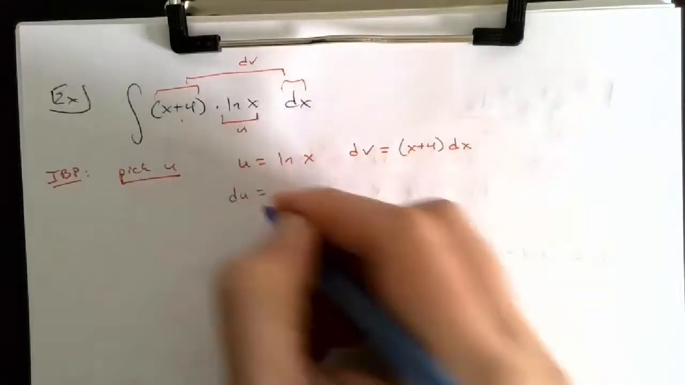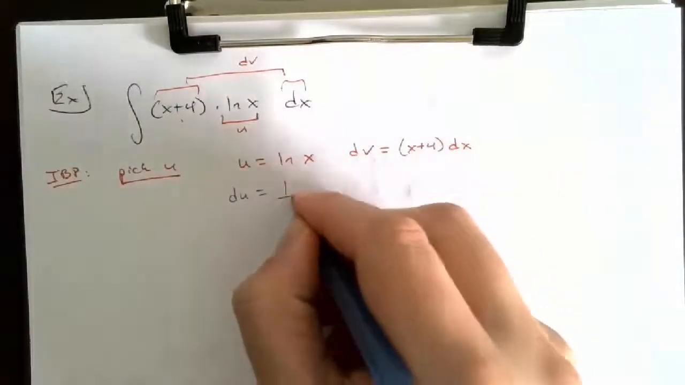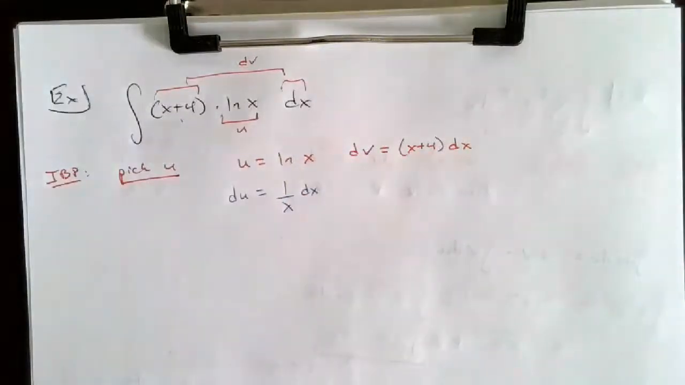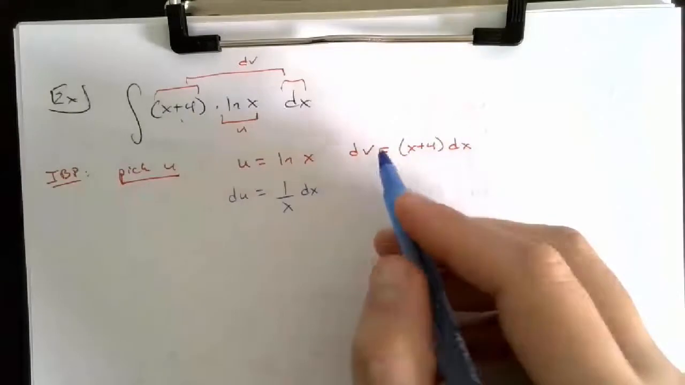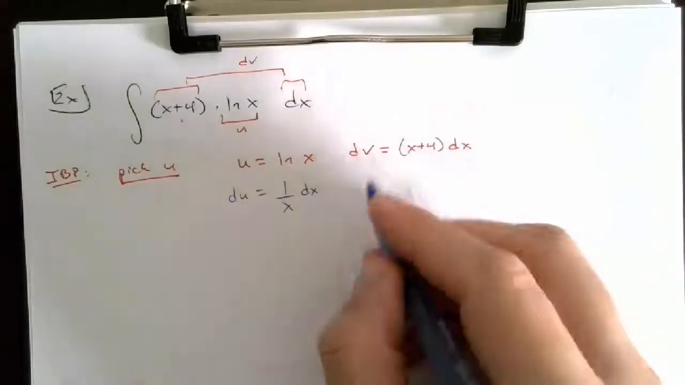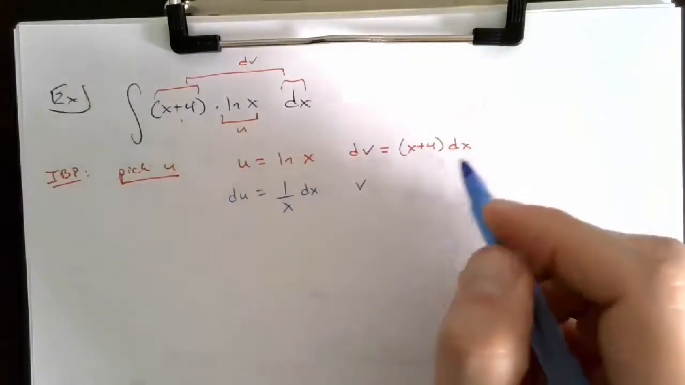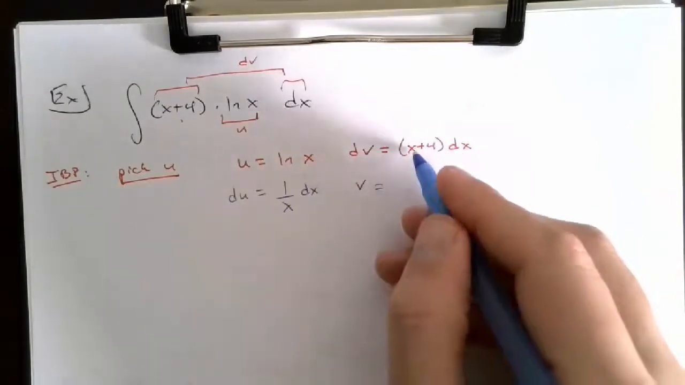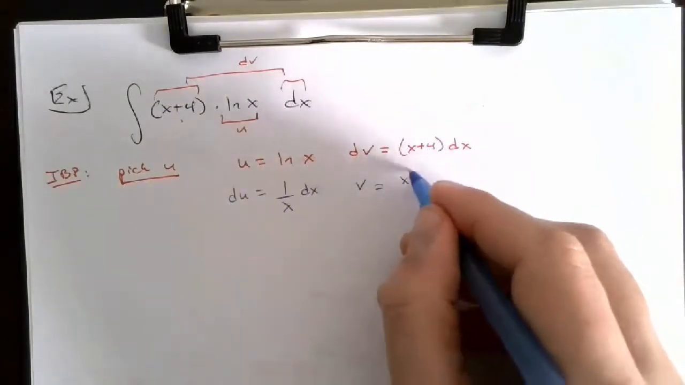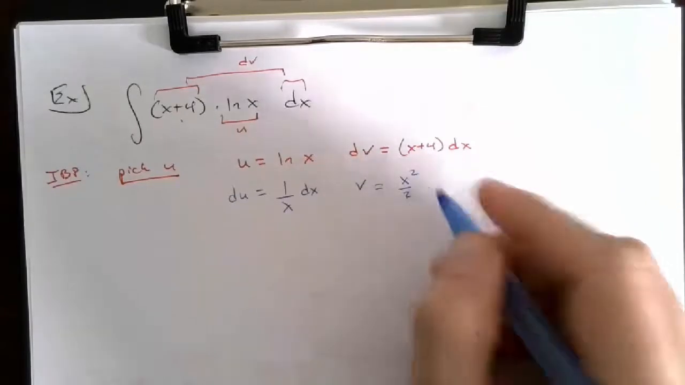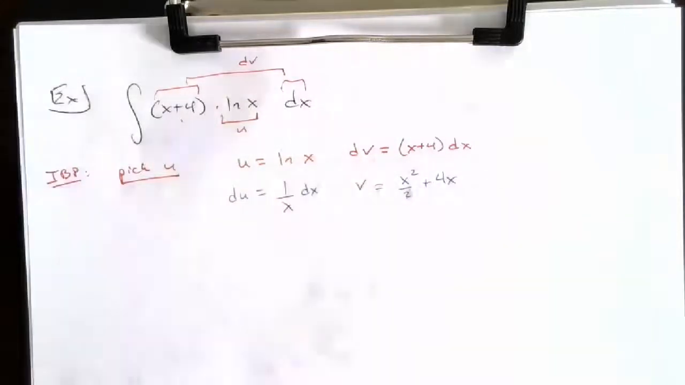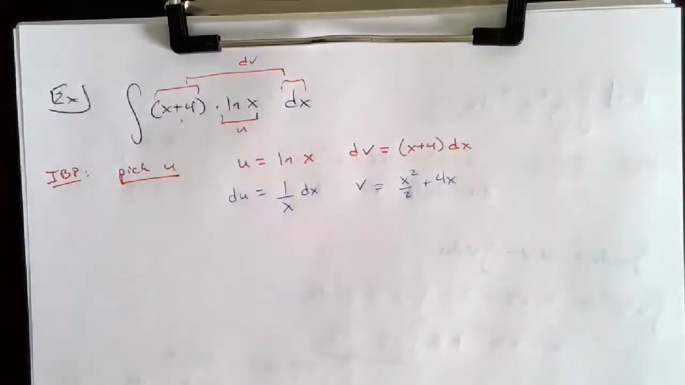And once you've done that, now when you have u, you take the derivative of u to get du. The derivative of natural log of x is 1 over x dx. Make sure you put the dx in there, because with respect to x. The dv, you want to get v from there by taking the antiderivative, right? The antiderivative, or the integral of x plus 4, well, the antiderivative of x is x squared over 2, add 1 to the power, divide by that power, plus the antiderivative of 4 is 4x. And now we're ready to substitute into our formula.